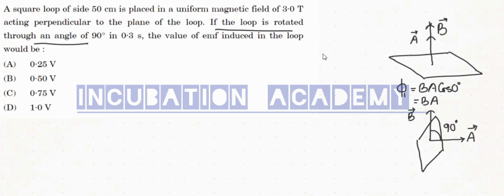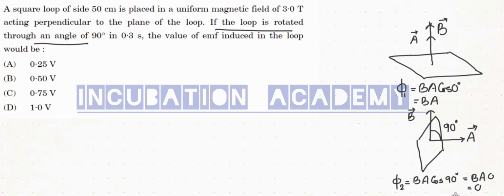Now the magnetic flux through this square loop is B A cos of the angle between the B vector and the area vector, which is 90 degrees. So cos 90 degree is 0, and this becomes BA multiplied by 0, so it is 0. Now we need to find the value of the EMF induced.